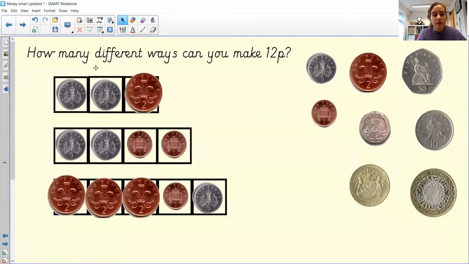So you can have a go at doing this with, can you make it with 3 coins? Can you make it with 4 coins? Can you make it with 5 coins? So really explore in depth how you can make different amounts up with different coins.